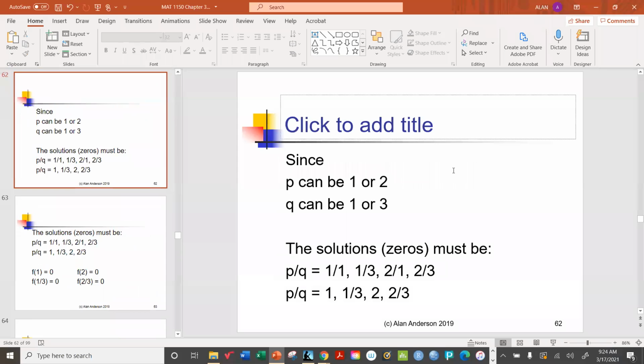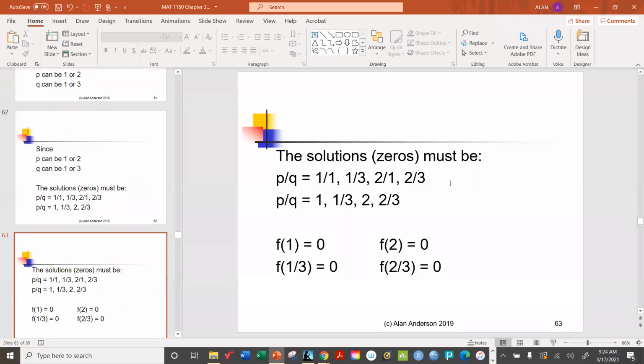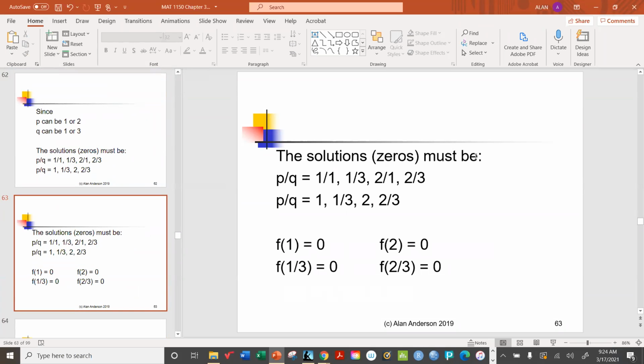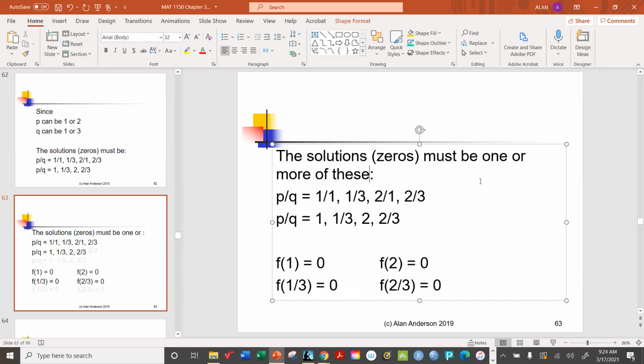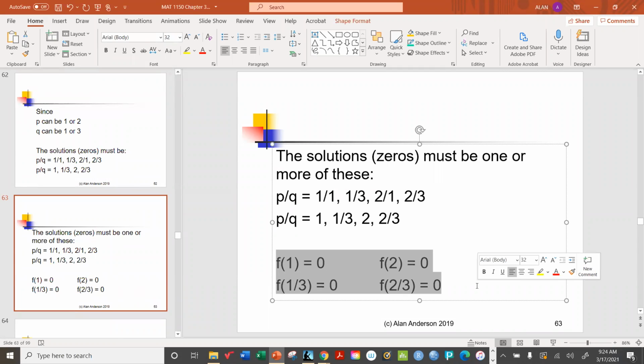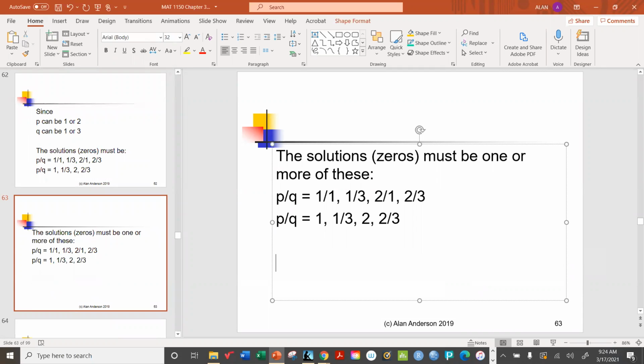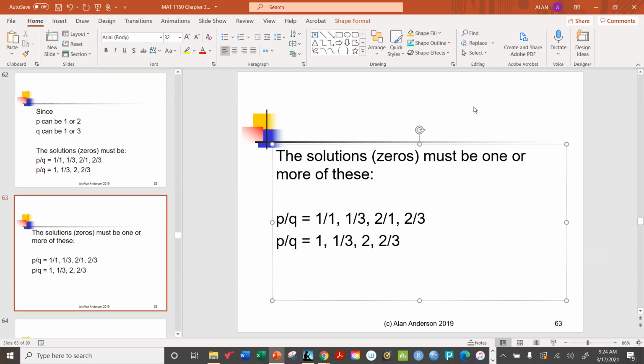Oh, you know what I just realized? I think I've made a mistake here. I said the solution 0 must be... no, must be one of. All right, sorry about that. In other words, the solutions aren't guaranteed. My mistake, let me fix this. It's not that these are all guaranteed to be solutions, it's that we're guaranteed that the solutions are in this group. That's what it is.